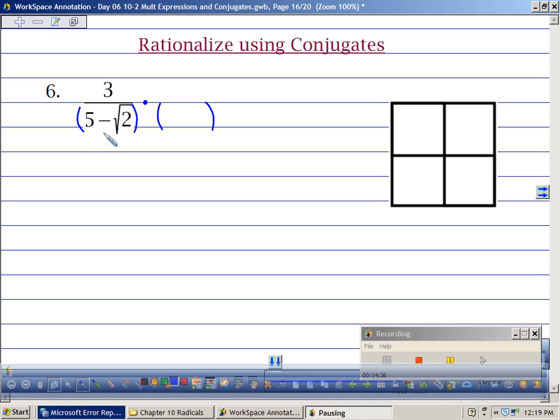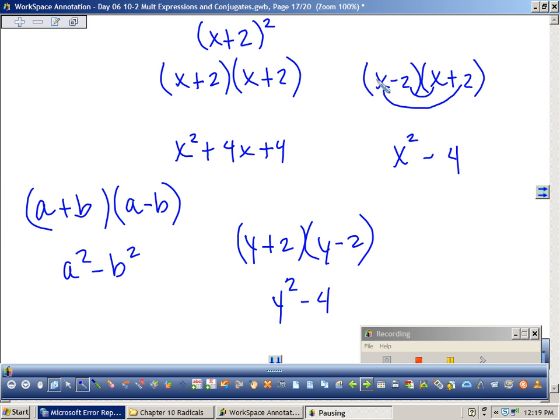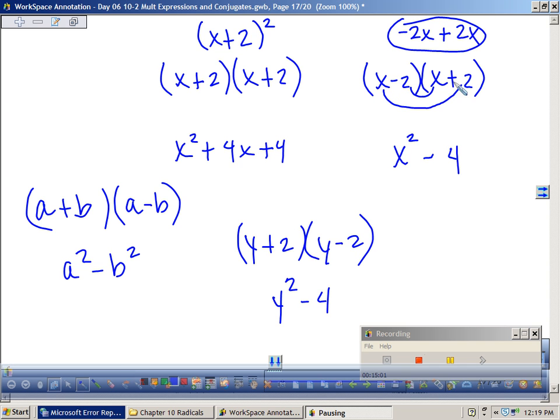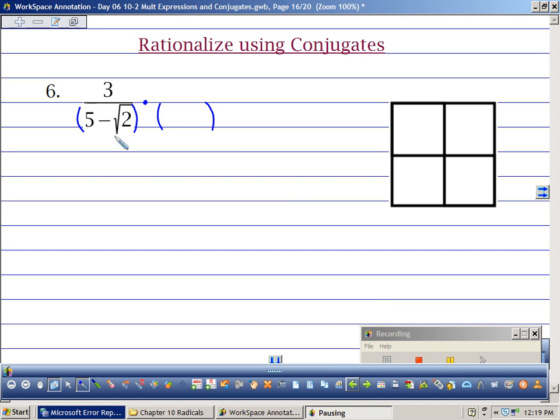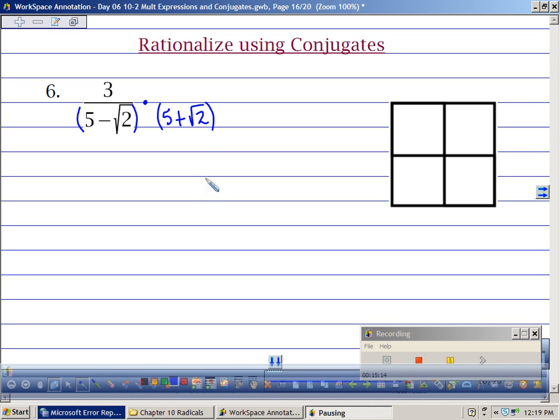Look at this one. I'm trying to get rid of a rad 2, right? I want to do something that's going to cancel the rad 2 out. What did I do on this page to cancel these out? This was a negative 2x and a positive 2x, right? Put a negative on one and a positive on the other. So how would I do that with this? And I'm going to show you how it works.